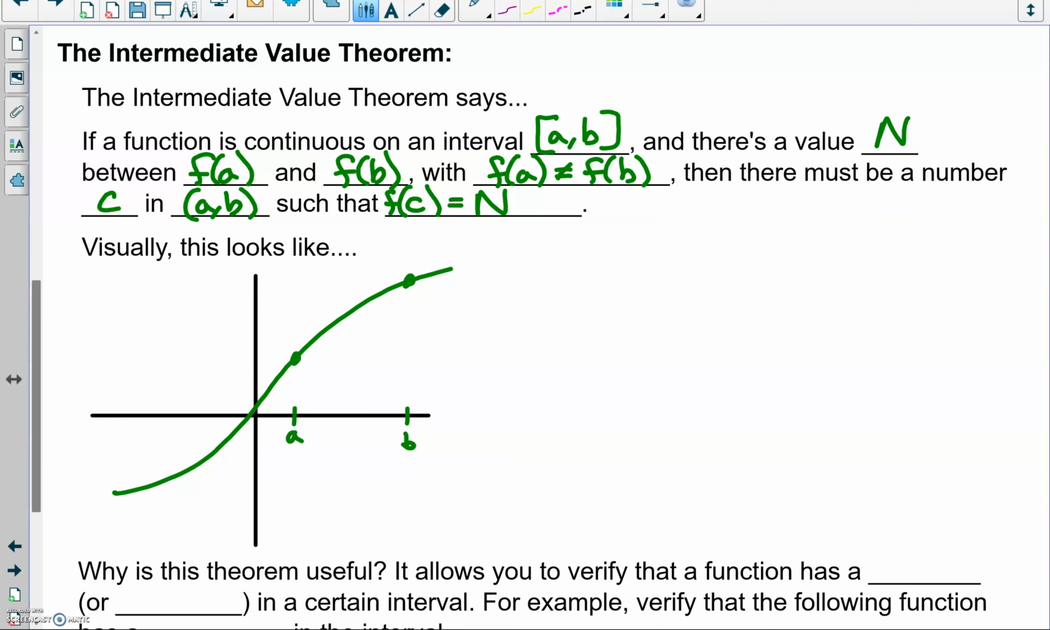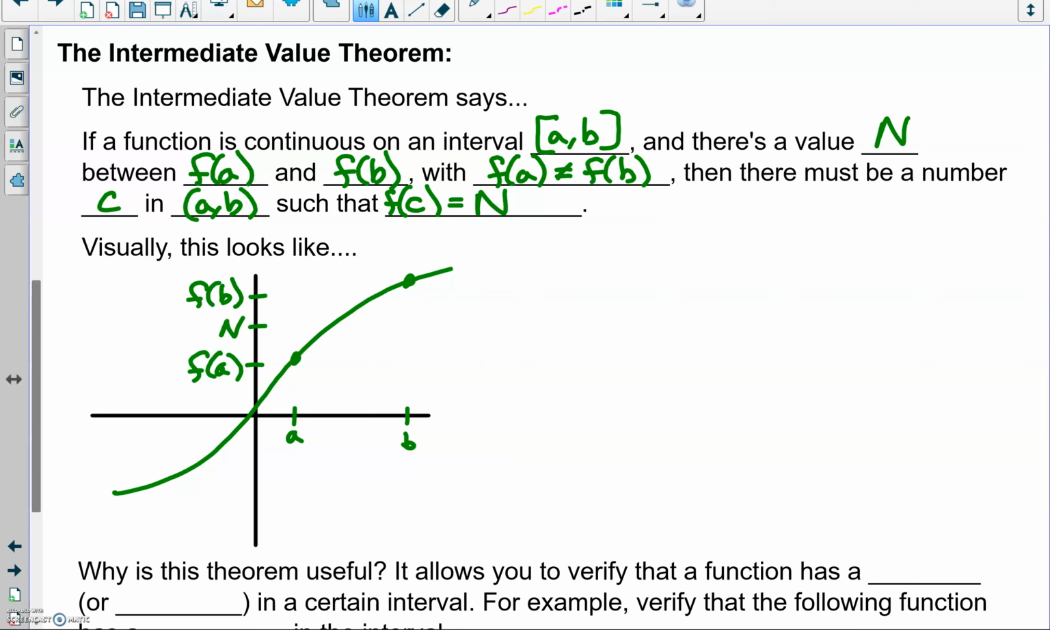And it says if it's continuous on an interval a to b, so let's just go ahead and say this is a, this is b, and we can see that the function in between a and b is continuous. Don't have to lift the pencil at all to draw that graph in between those two endpoints. So you have this a to b. Well, there's a value n between the f of a and f of b. So some value n, let's just put that there between those two function values.